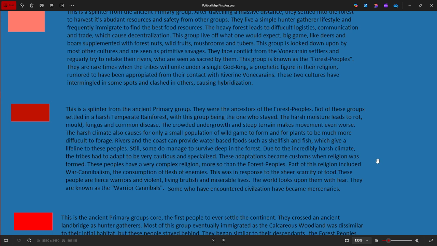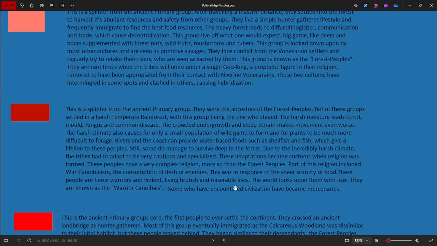And this led to them having a very complicated and almost legalistic religion. And part of this religion included war cannibalism, where they consumed the flesh of their enemies. This was initially because there was just so little food and they had to resort to cannibalism, but then it eventually became sacred in their religion. And when one tribe would defeat another tribe, the winning tribe would eat the losers. I know, utterly terrifying. They're very fierce, violent, and living brutish and miserable lives.